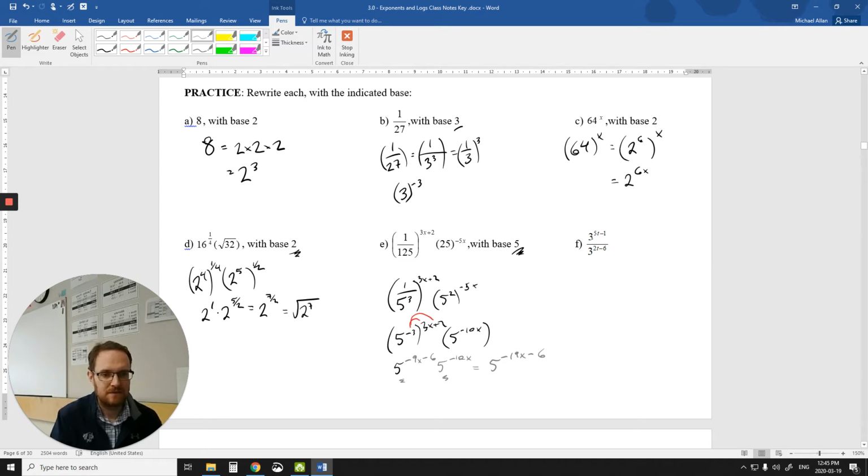Now this one here, we're going to subtract them. They're already the same base. We're just going to simplify them down. So we subtract our exponents. So this is going to be 3 to the power of 5t minus 1, and I'm going to minus 2t minus 6. I'll put these all in parentheses.